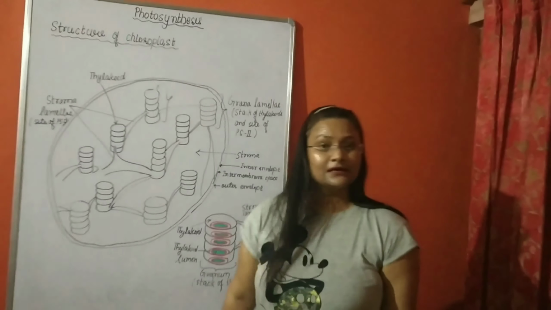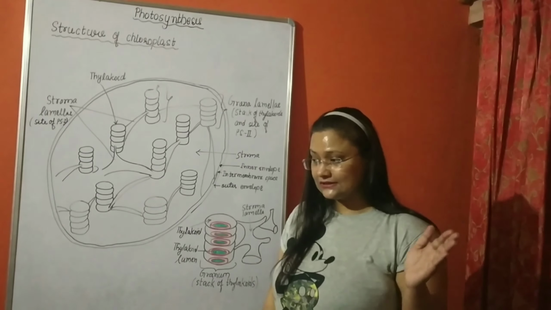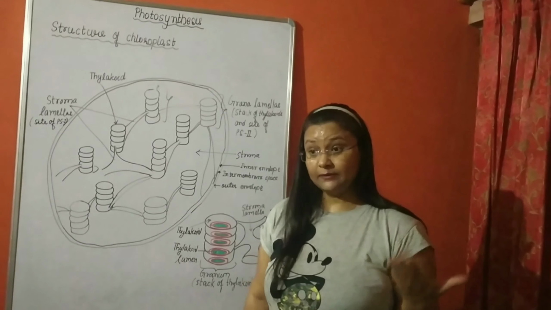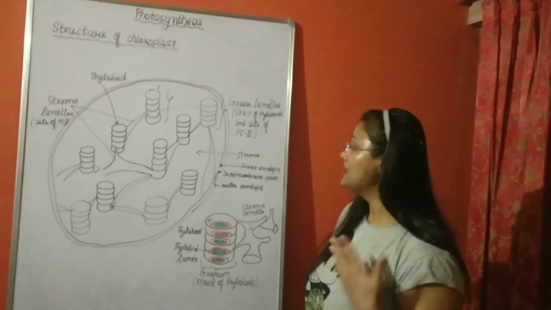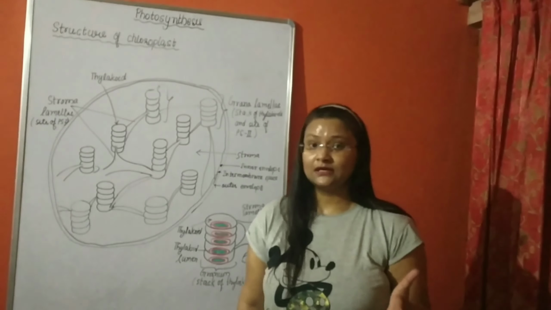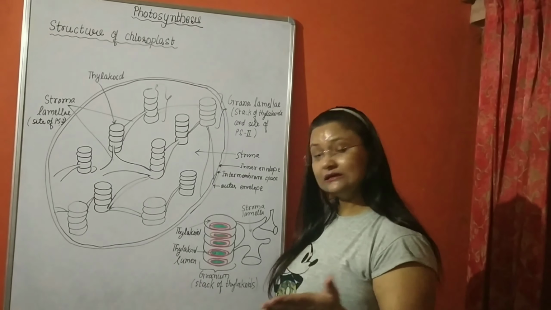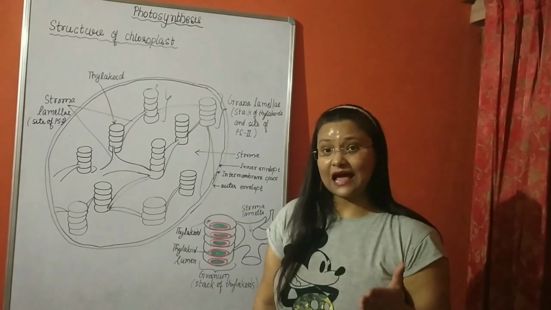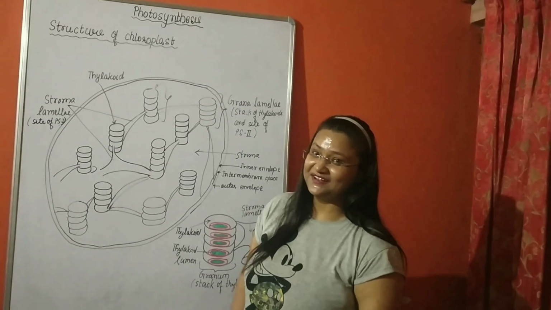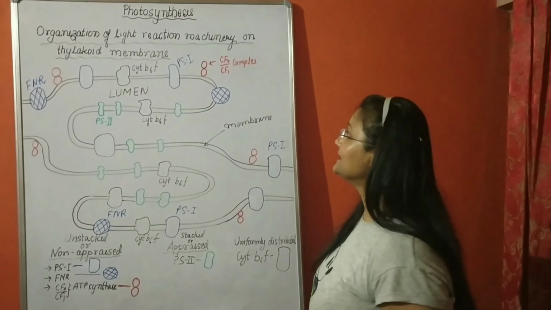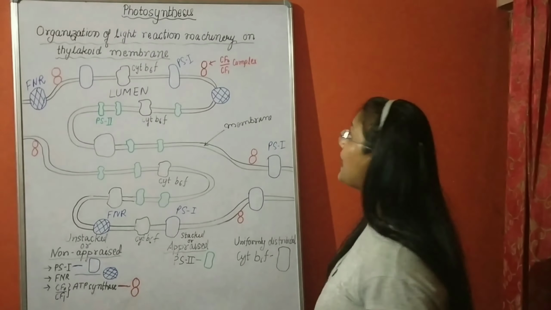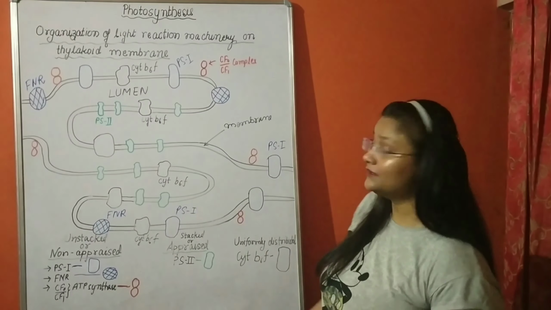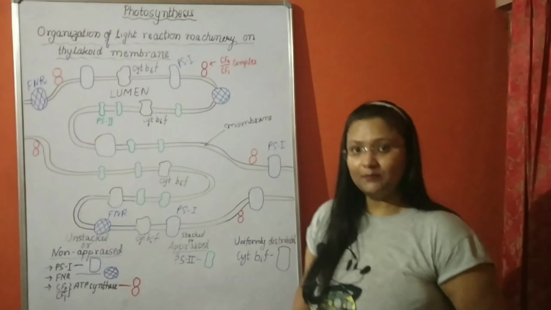So now let us discuss the structure of chlorophyll and various other important pigments like carotenoids. Before that, I will show you what the other components required for the Z scheme are and where exactly they are located in the thylakoid membrane. So now let us understand the organization of light reaction machinery, which is mainly of 5 types, on the membrane of thylakoid, which is present in the chloroplast.